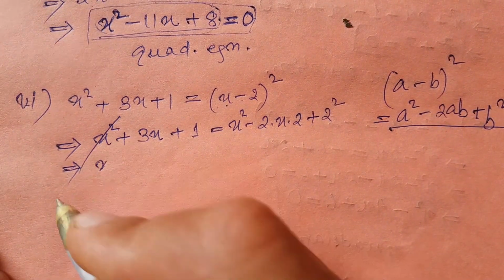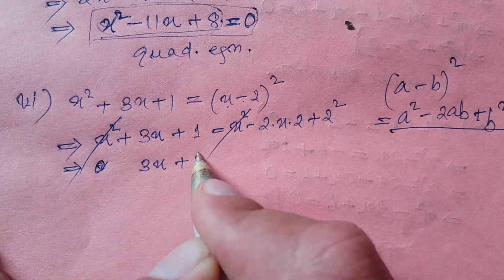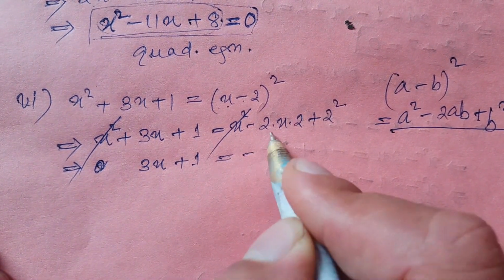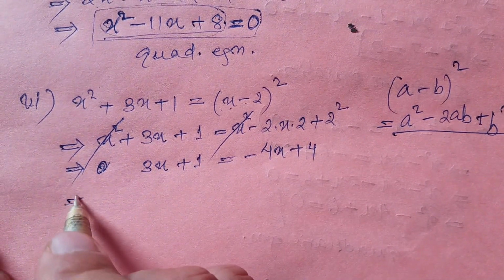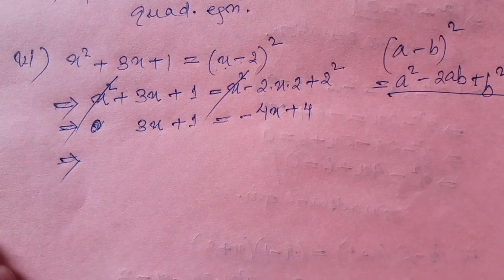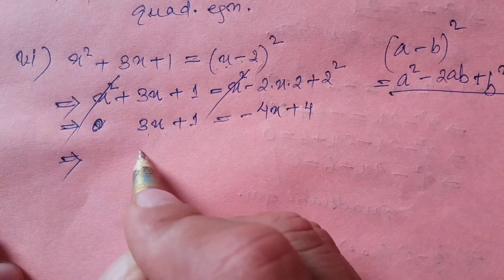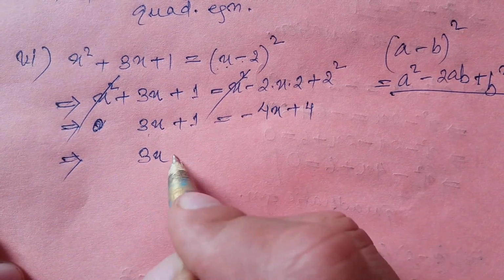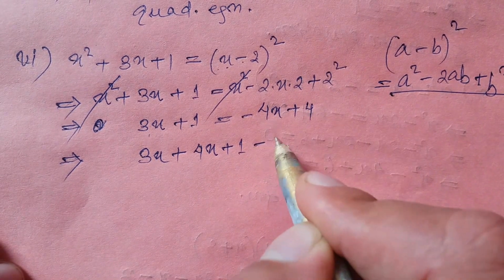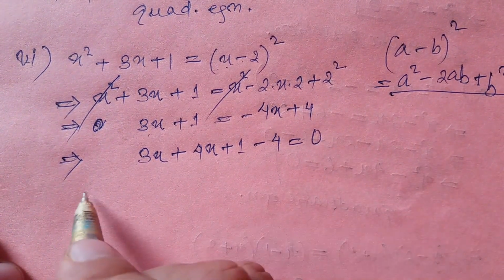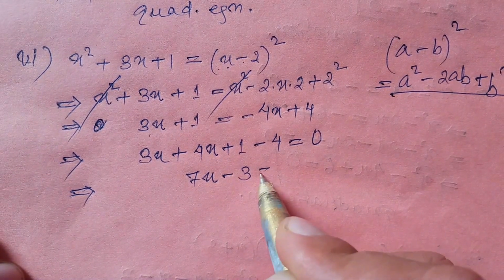So now you can cut x square and x square, so we have here only 3x plus 1, and then here you have minus 4x plus 4. Now we know that this is not a quadratic polynomial equation, because here we have the highest power is 1. So 3x, minus becomes plus here, plus 1, then plus becomes minus here. On the right hand side we have 0 now. Now this is 7x minus 3, this is equal to 0.